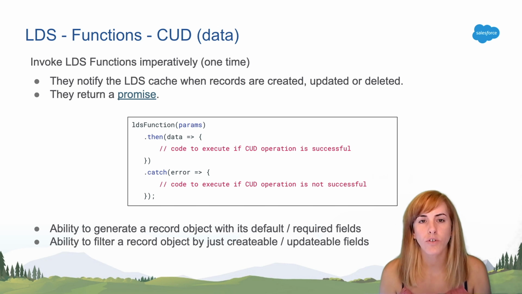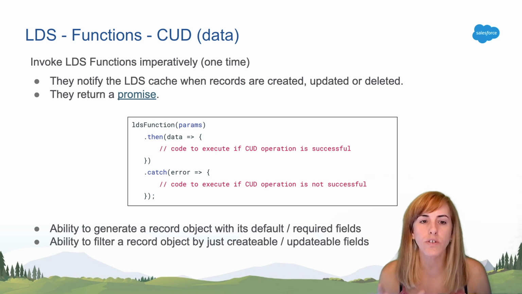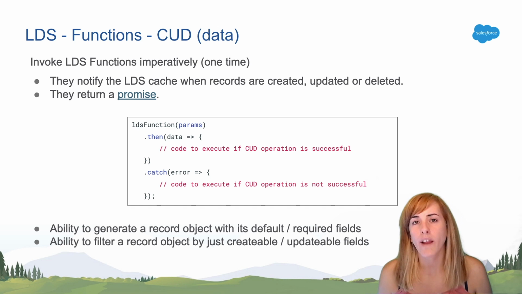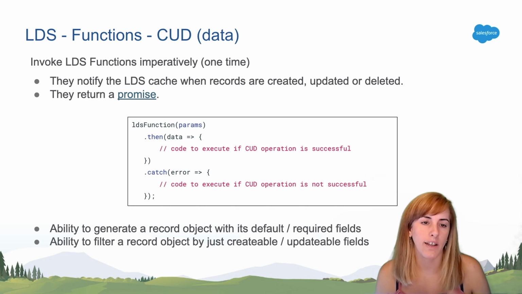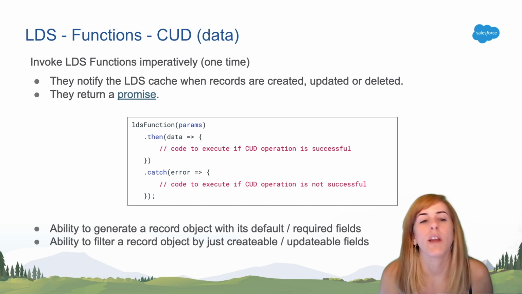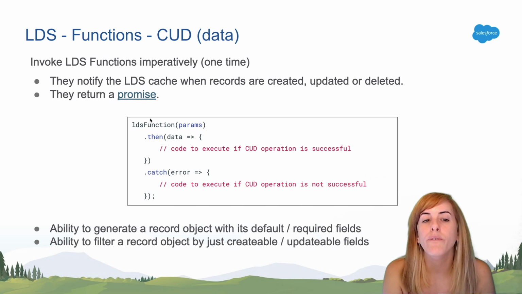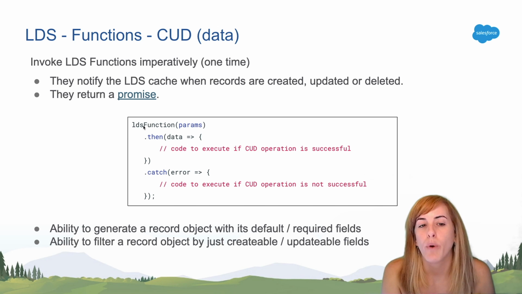There are functions to do each of the operations, create, update, and delete, and you import the functions and you control when they are invoked, normally in response to a user action. For example, when I click a button to create a record or whatever. How do you invoke a function imperatively?